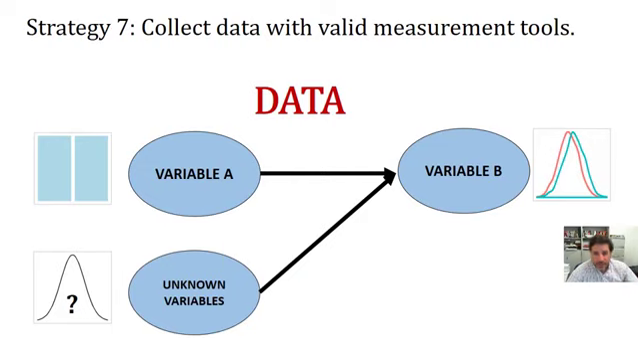The 7th strategy is to collect data with valid measurements. So basically we had first the design, and we know the values of these variables if it is a randomized trial, because we know that one value of variable A would be treatment and the other value would be no treatment. But variable B is something that we are going to measure, and then we are going to obtain some distribution of values of variable B. Well, the measurement tools we use should be valid and reliable.